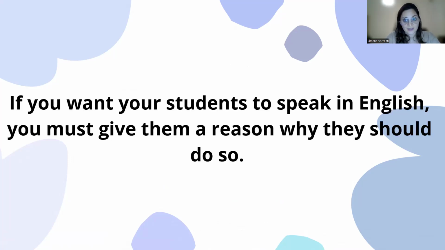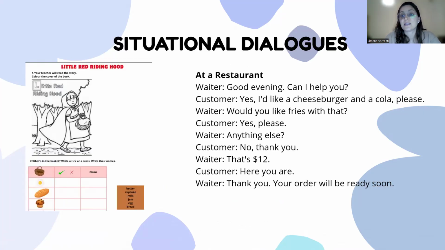If you want your students to speak in English, you must give them a reason why they should do so. It's not like spontaneously they are going to speak in English if they have nothing to say. So, what I like doing is situational dialogues. For example, this is a unit I invented for primary school in the province of Buenos Aires, right? So the unit is about food. So a situational dialogue could be at a restaurant.